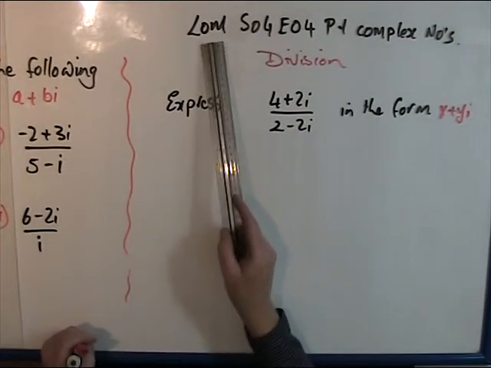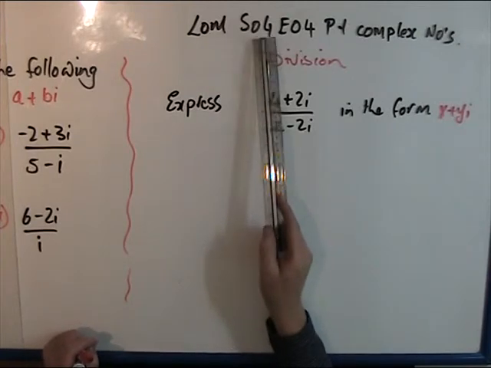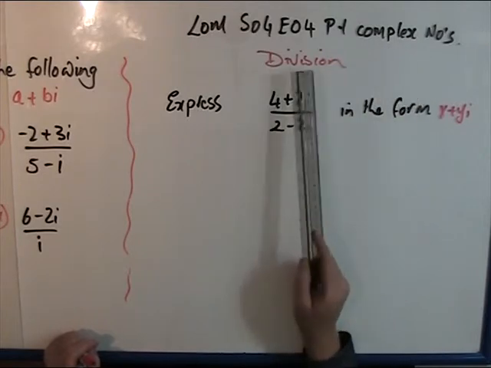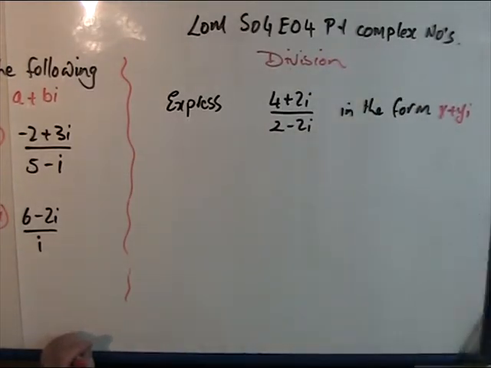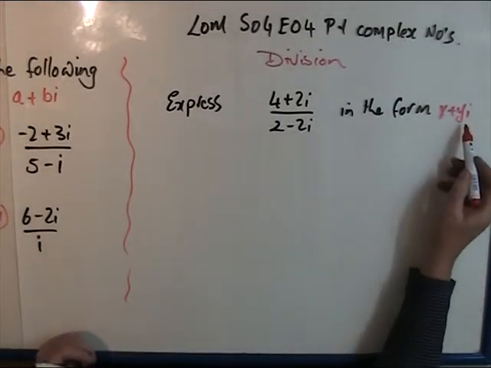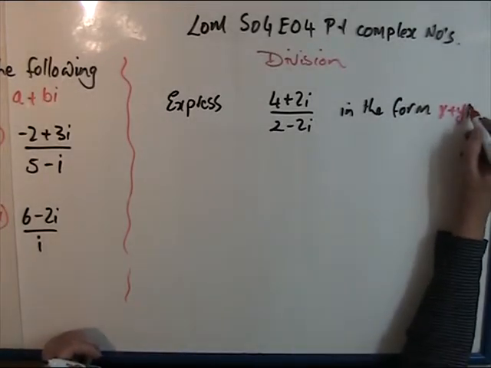Today it's Leaving Cert Ordinary Level Maths. We're on Series 4, Episode 4, and we're doing Paper 1 as complex numbers, and we're doing division. Now this is question 4 on Paper 1. Now we're asked to express this in the form of this, x plus yi.